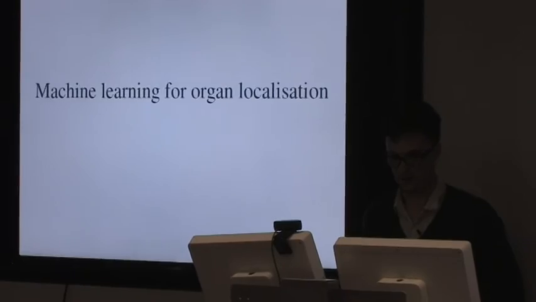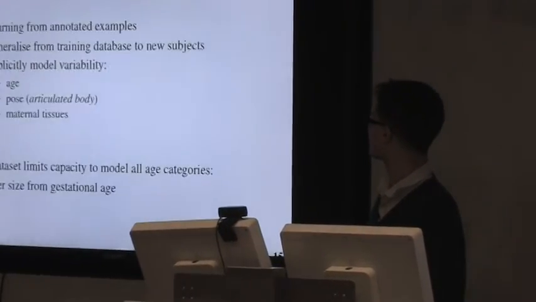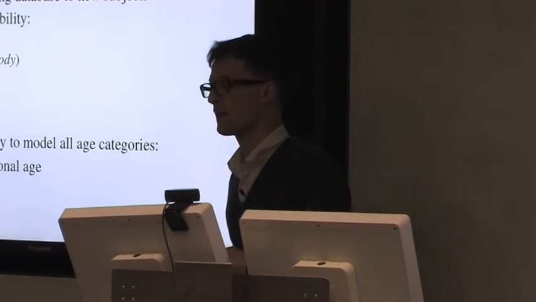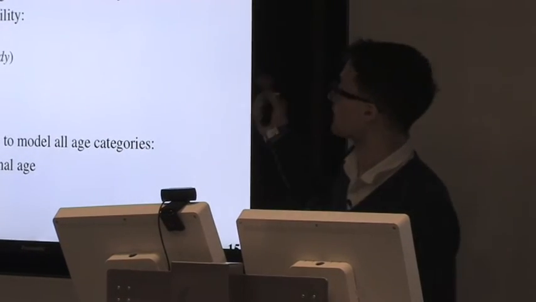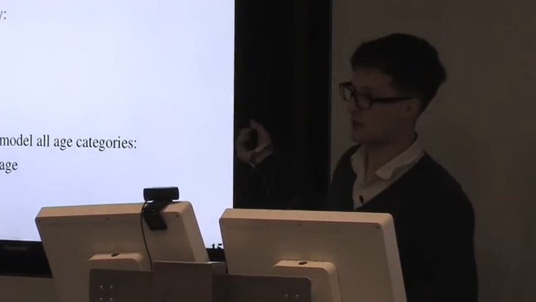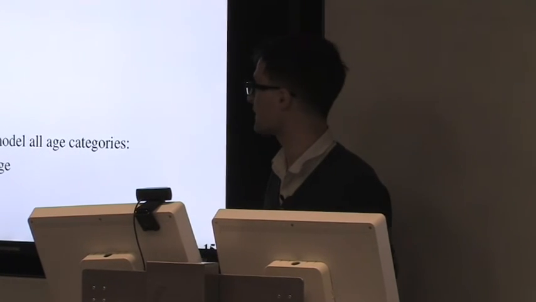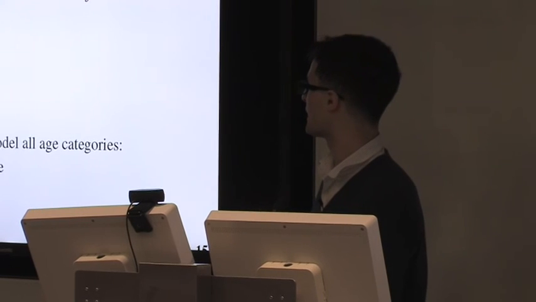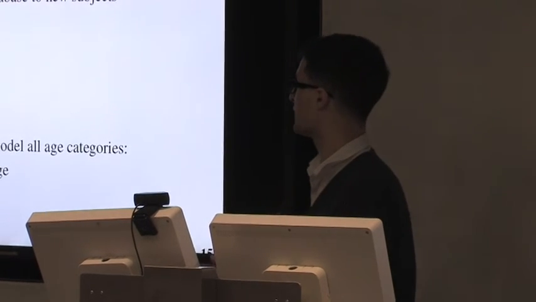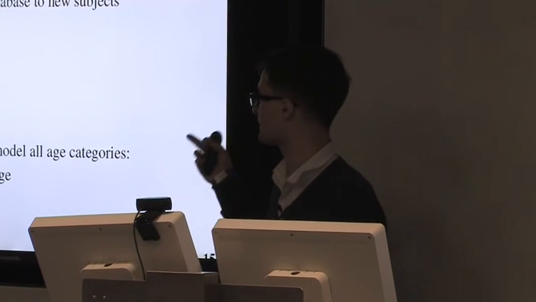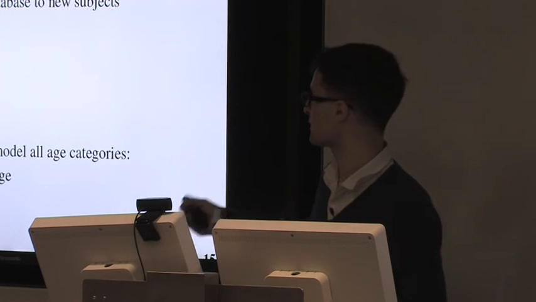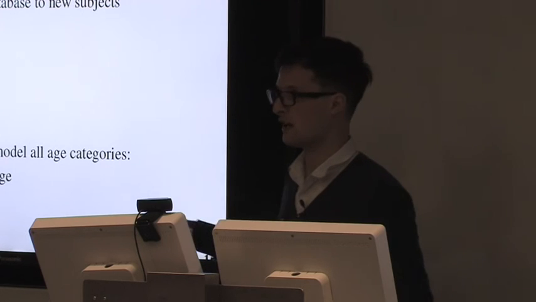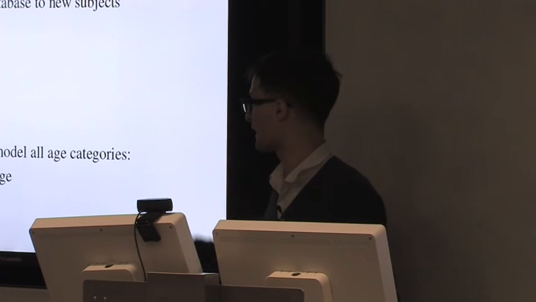So now let's talk about machine learning. The reason I went for machine learning is that what you do in machine learning is learn from annotated examples, and you generalize from a training database to new subjects. And that way you can implicitly model variability such as the age or the pose. The fetus is an articulated body. Or, let's say, the background, in my case, maternal tissues.